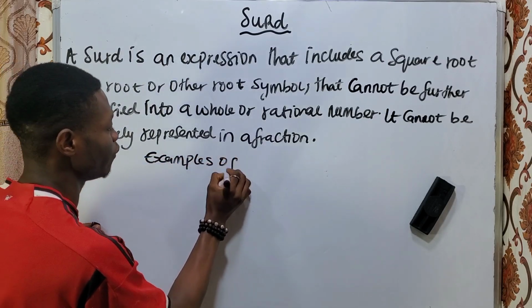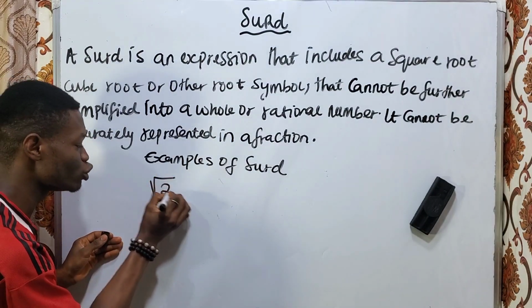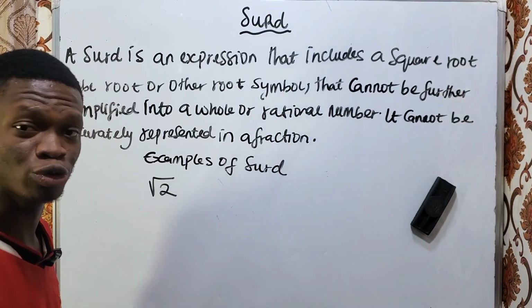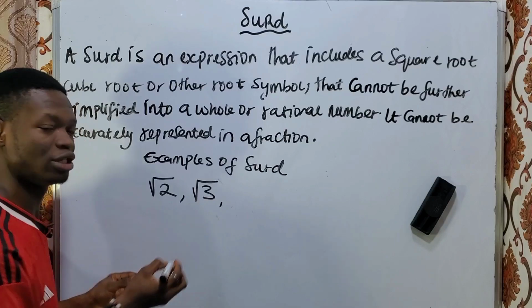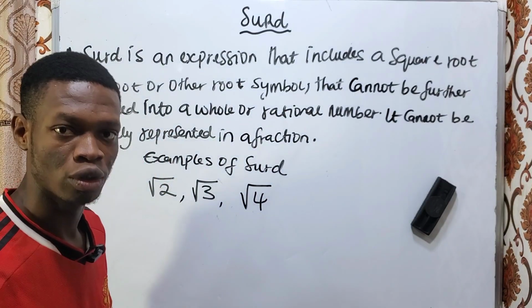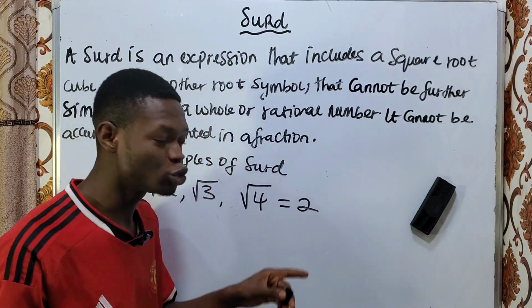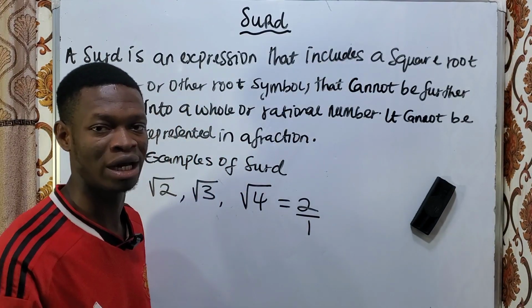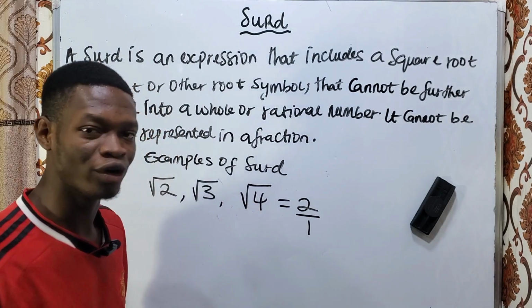Let's take examples of surds so that you understand this. For example, the square root of 2. Square root of 2 is irrational. Why? Because when you type square root of 2 in your calculator, it will give you 1.414 and so on. Now, is square root of 4 a surd? No. Square root of 4 is not a surd because it can be simplified as 2. So 2 is rational because it can be written as 2 over 1, and the denominator is not equal to 0. So square root of 4 is not irrational.